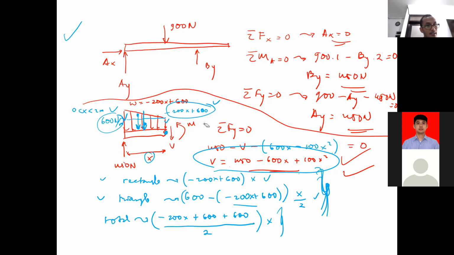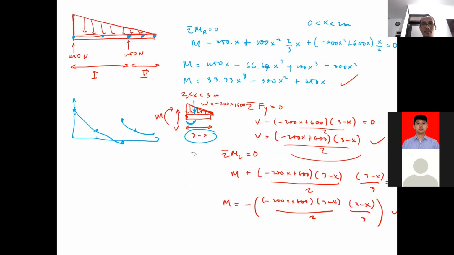Nah, itu yang agak rumit. Ujung kiri 600, ujung kanannya minus 200x plus 600. Oke, nah saya pakai cara rata-rata. 600 ditambahkan minus 200x plus 600 bagi 2, dikalikan dengan x. Itu jadi gaya terpusatnya secara total. Totalnya kalau sudah dikalikan semua, gaya terpusatnya jadi 600x minus 100x kuadrat. Dapatlah kita persamaan V-nya. Nah, kemudian cara cari momennya bagaimana?